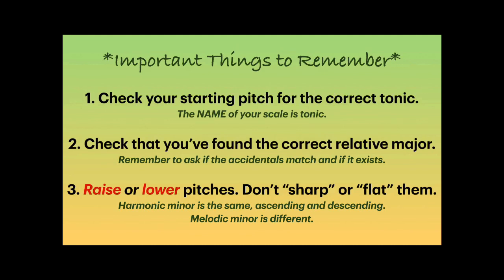Remember that harmonic minor is the same, ascending and descending. Melodic minor is the one that's different. We raise the 6th and 7th scale degrees on the way up, and we lower them back down on the way down.